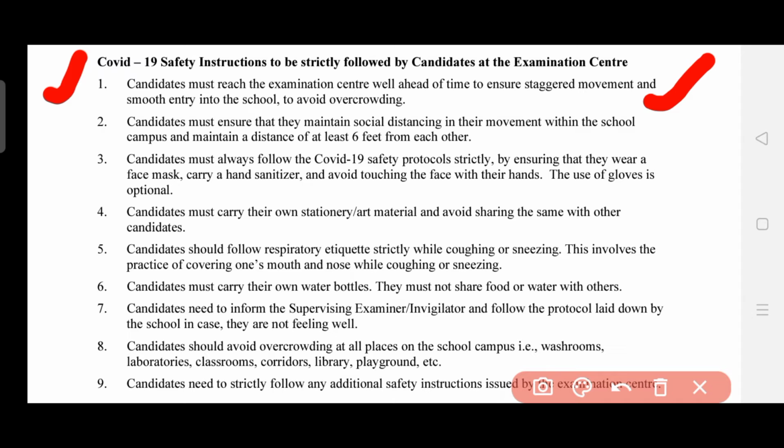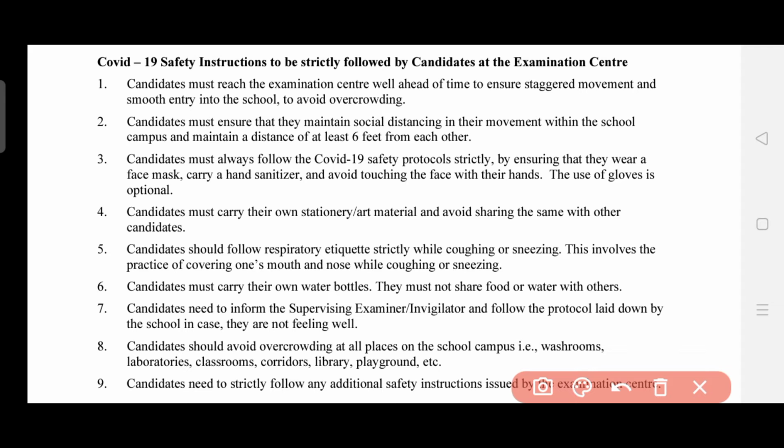The second point is that candidates must ensure that they maintain social distancing. Yes, don't try to overcrowd, because corona is still here, and be particular about your health also. So keep a distance of 6 feet. The third point says that candidates must always follow the COVID-19 safety protocols, which are nothing but the face mask, and carry a hand sanitizer, and avoid touching the face with their hands. So don't make any mistakes in that.